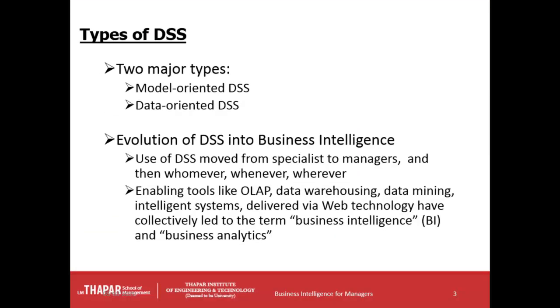Talking about types of DSS, there are two major types of DSS that we talk about. One is the model oriented DSS, and the other one is the data oriented DSS. The model oriented DSS are the DSS where the mathematical models or the model base which is existing at the backend plays a major role as far as the architecture of DSS is concerned.